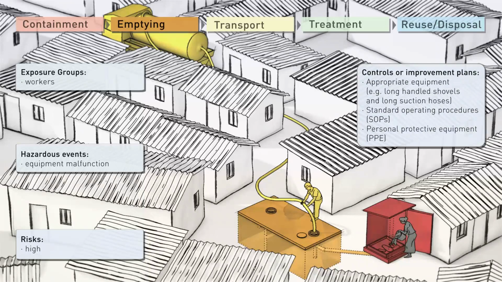Here are some controls to protect workers: providing appropriate equipment, working according to standard operating procedures, and ensuring workers wear personal protective equipment. The organisation responsible for overseeing collection and transport can set minimum standards like these and make spot checks to monitor if they are followed.